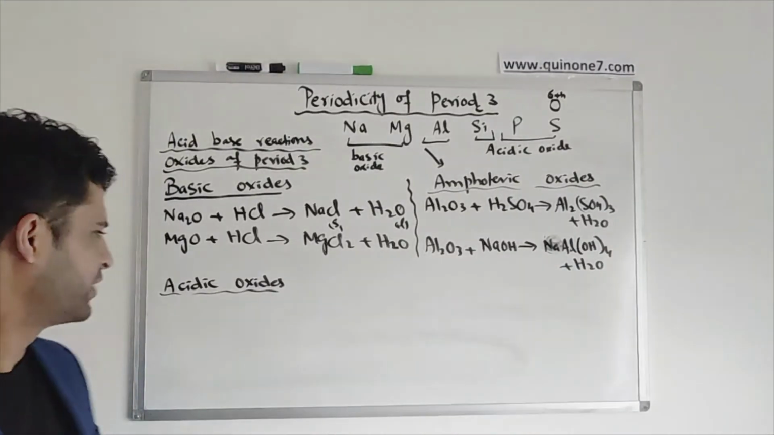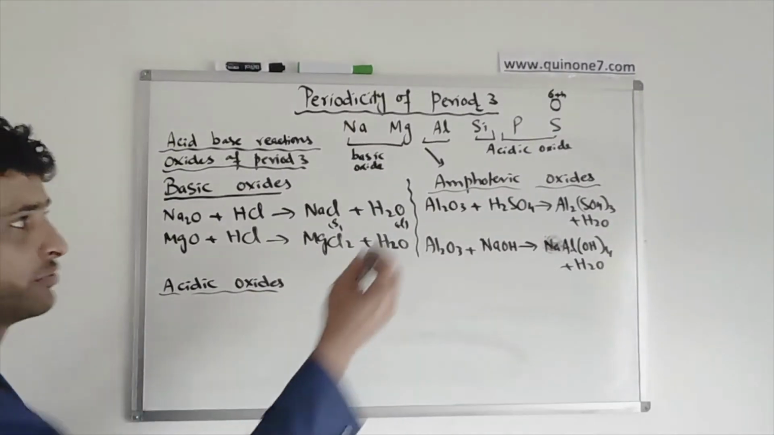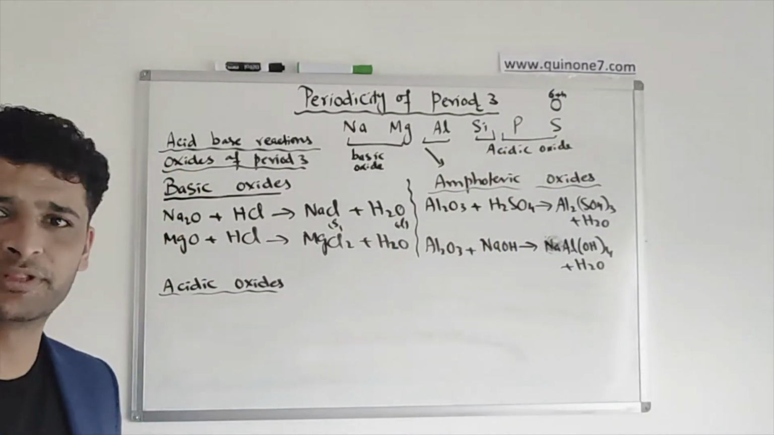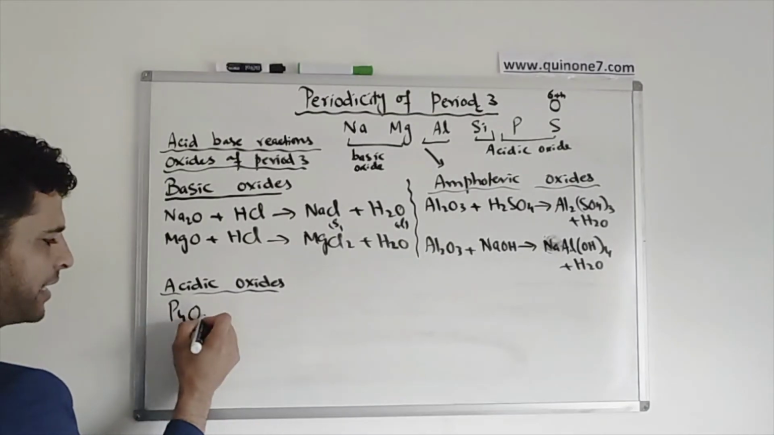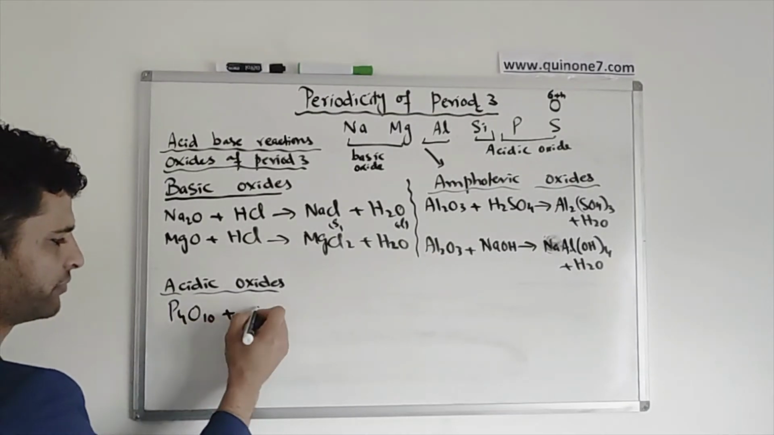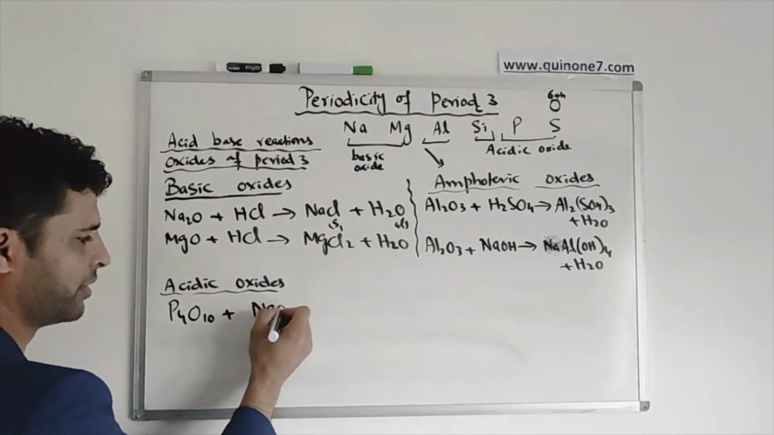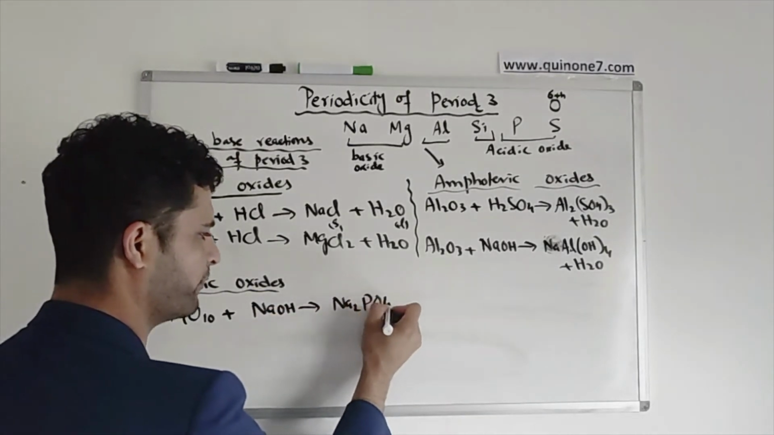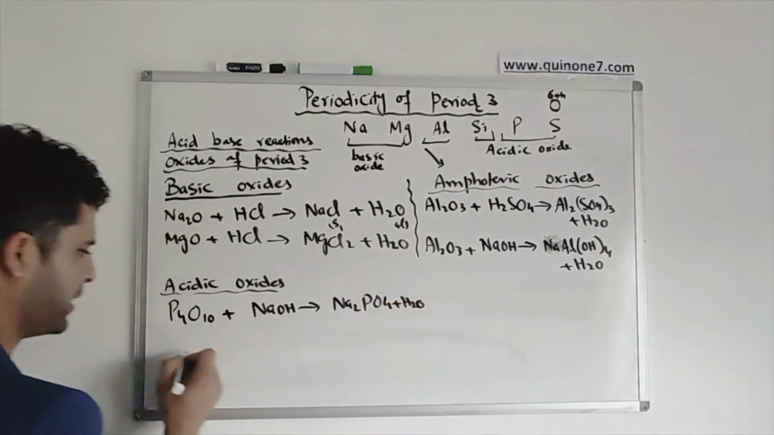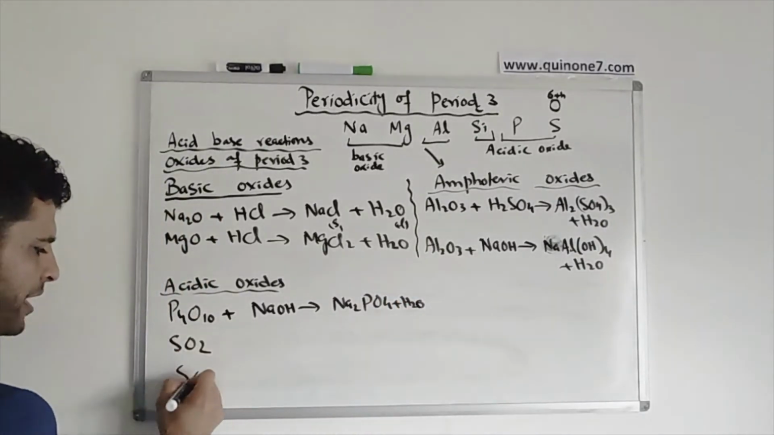Now we're going to look at the acidic oxides. Phosphorus and sulfur oxides are both acidic in nature. So phosphorus oxide, which is acidic, is going to react with an alkali to produce Na3PO4 plus water. Same goes for SO2 and SO3.